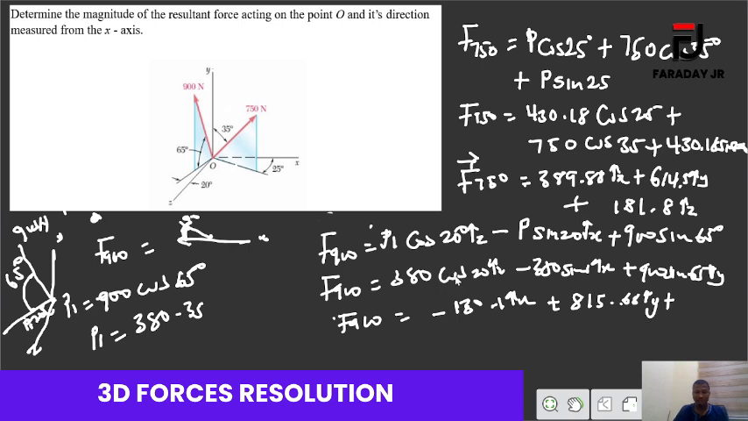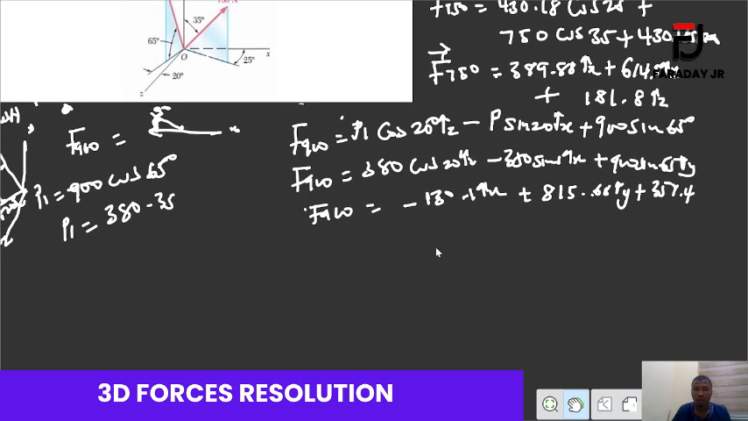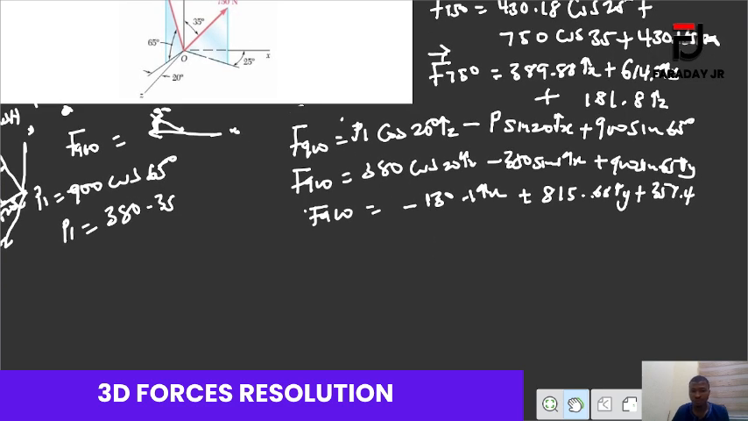And then finally we have the last one, which is the z. And then of course the z is 357.14. So now let's scroll small. Now what are we going to do next?